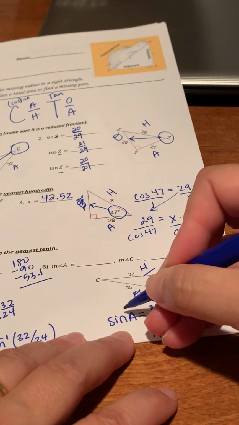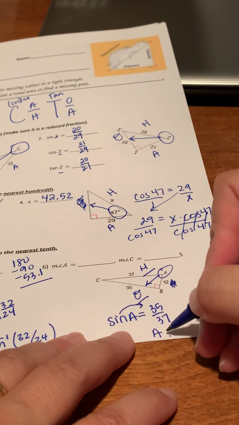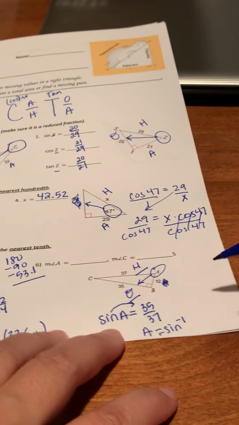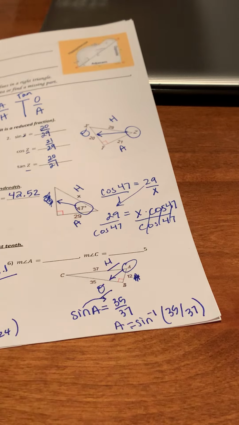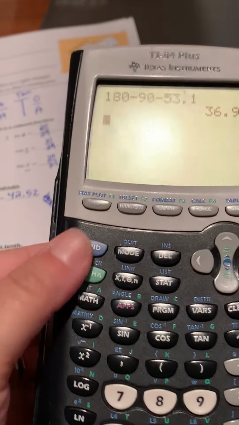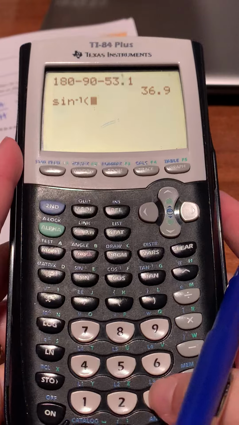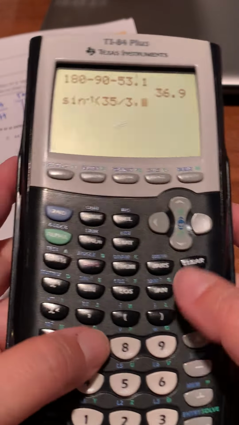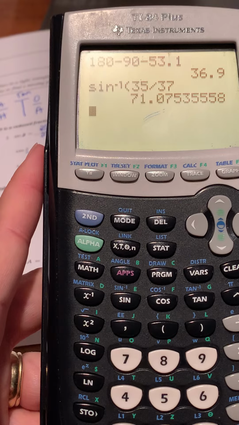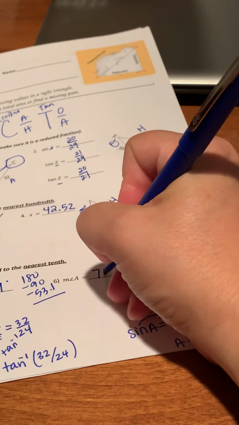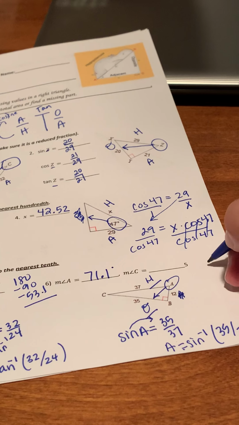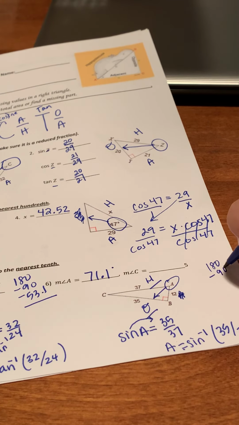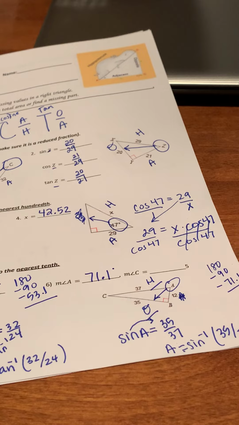What is happening is I technically kind of bring this over here with the inverse. Sine negative 1, and do 35 over 37. So sine inverse of 35 divided by 37. Okay, about 71.1 degrees for angle A. Then angle C, I'm just going to take 180 minus the 90 degrees minus 71.1.